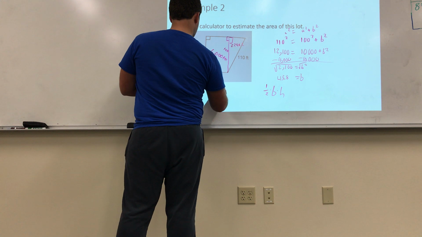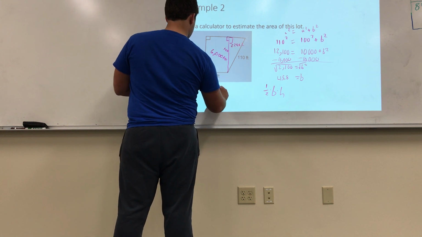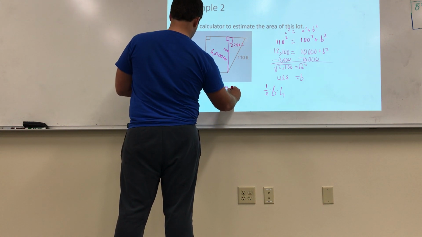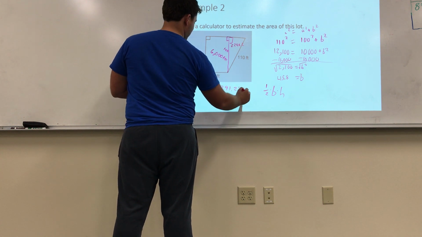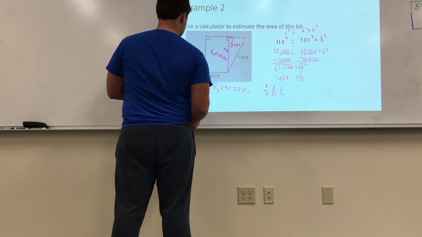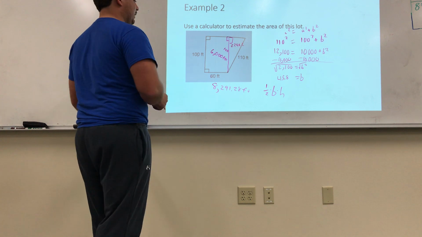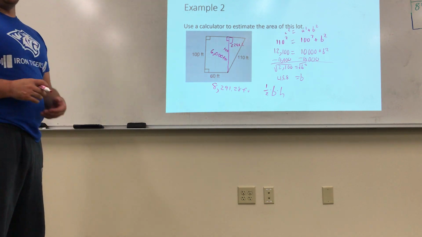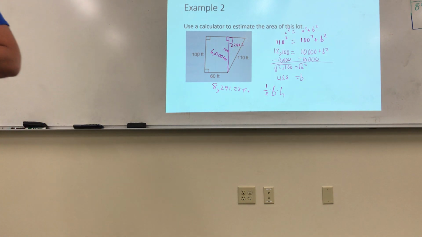Your total area of this lot is 8,291.28 feet squared. And on my calculator, I never really rounded. That's why I still had that at the end. Now, you're going to want to be close to that. You wouldn't have to be perfect to that.